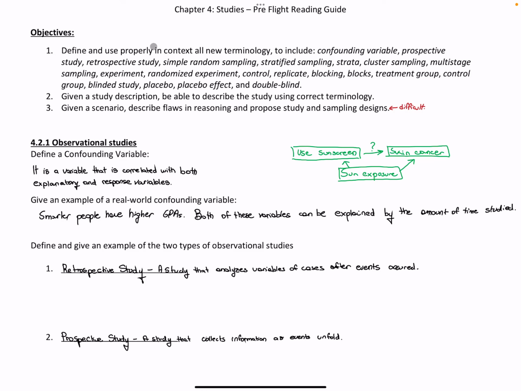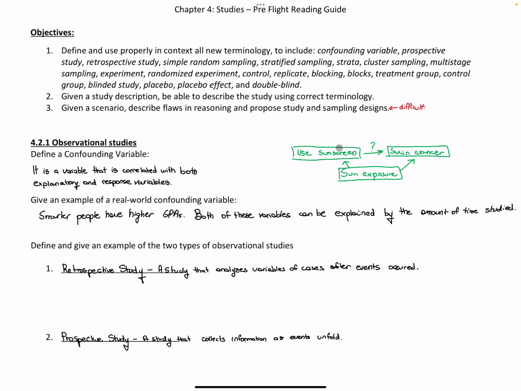Define and use properly in context all new terminology, to include confounding variable. So what is a confounding variable? It is a variable that affects the two other variables that are considered for examination.